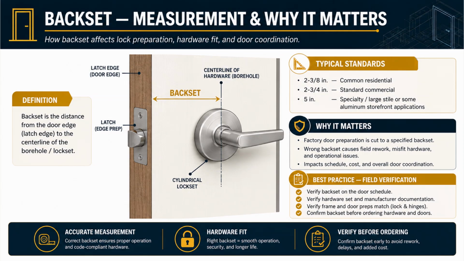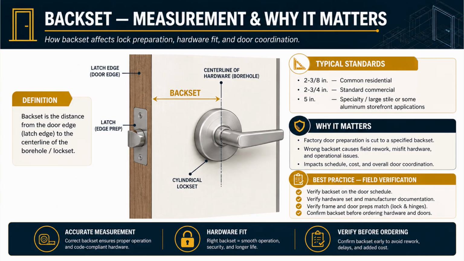2 3/8 inches is the common residential backset. 2 3/4 inches is the standard commercial backset. And 5 inches is for specialty, large style, or some aluminum storefront applications. So residential 2 3/8, commercial 2 3/4, storefront 5. Those three numbers are worth knowing cold.